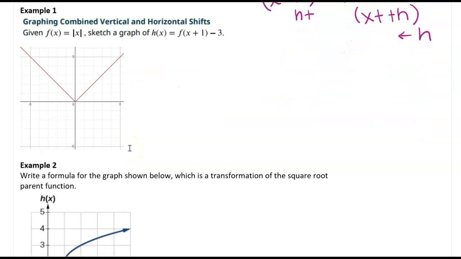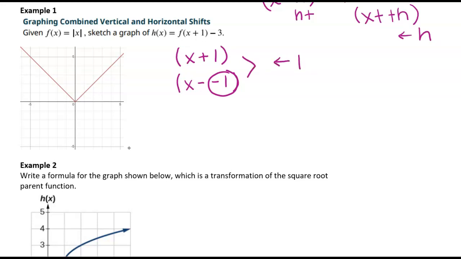I have the absolute value parent function, and I want to sketch the graph of h of x where I'm moving that f of x parent function in two different ways. Since I have x plus 1 inside my parentheses, that means I must have x minus negative 1, or that h is equal to negative 1. Both of these together tell me I need to move my function to the left one. Therefore, each and every one of these points on f of x must move over 1.